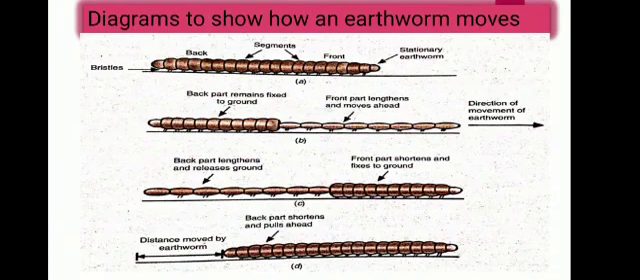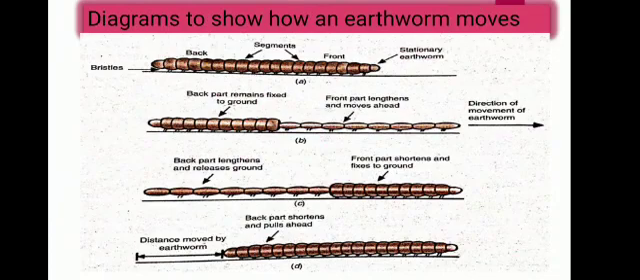At the same time, the circular muscle of the back part contracts and makes the back part of the body long and thin. And in the last step, finally, the longitudinal muscle of the back part of the earthworm contracts and makes it short and fat, pulling the body forward. So in this way, the earthworm completes one step of its movement and covers a small distance.